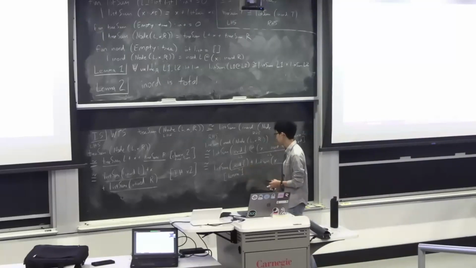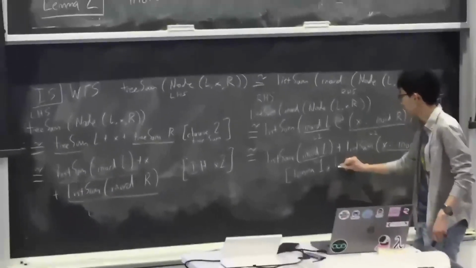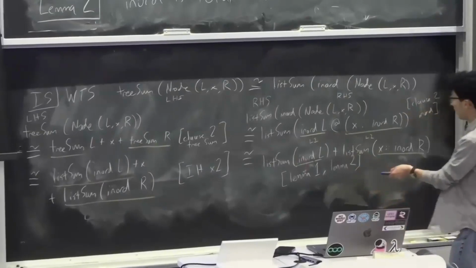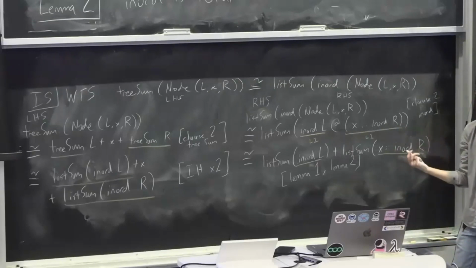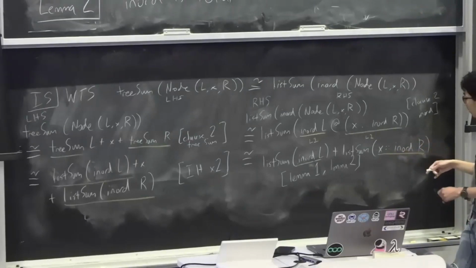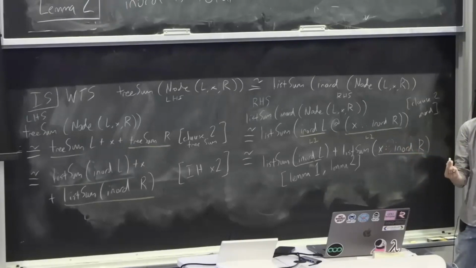So I'm going to erase that here, and I'm going to say to make this step, we have to cite also lemma 2. Because we want to show that inord of L and xcons inord R are valuable. Now you might also be wondering, I showed that inord R is valuable. How do I show that xcons that is valuable? The reason is because cons is a constructor. Constructors are always total, okay?